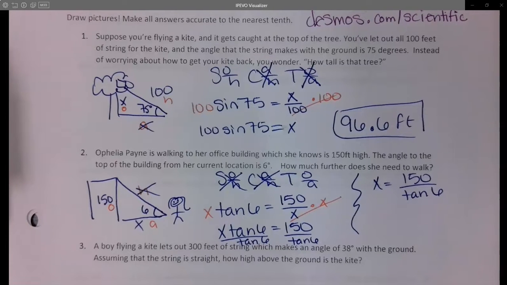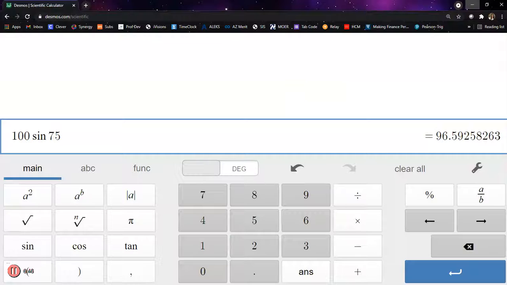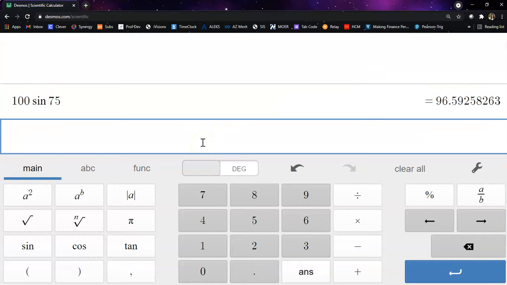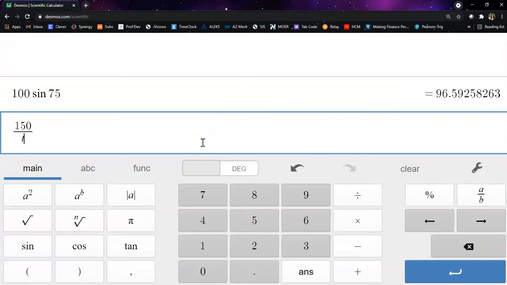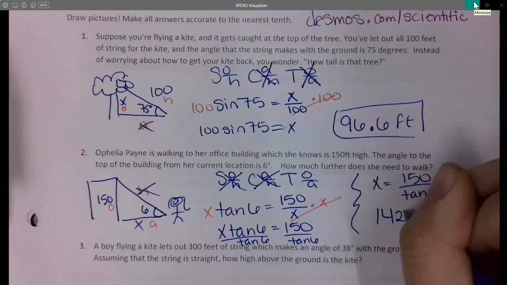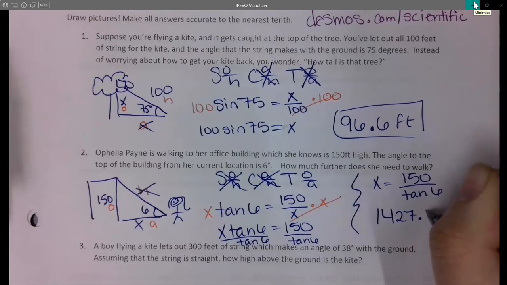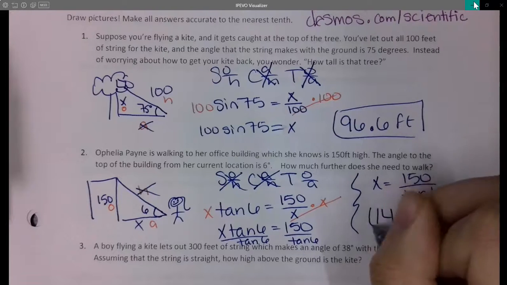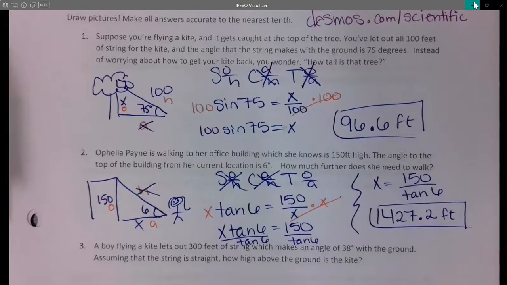So I can go ahead and go to Desmos and type this in. In Desmos, I have 150 divided by tangent 6, which gets me 1,427. I'm going to round up because of that 5.2. This one is again feet. Questions?